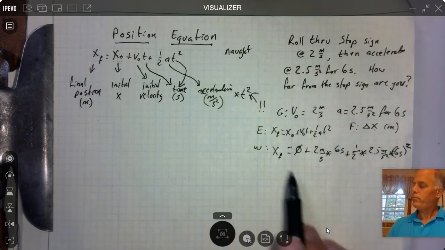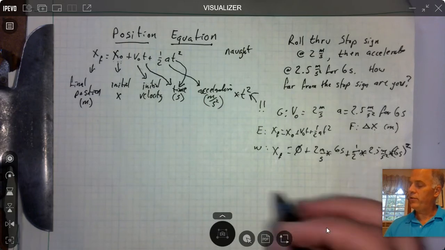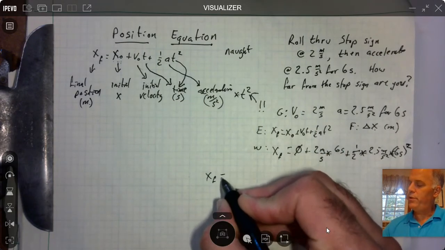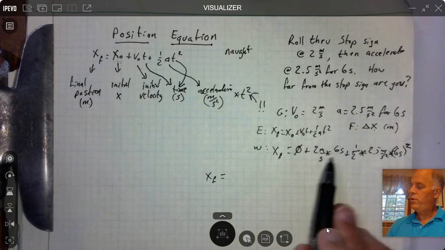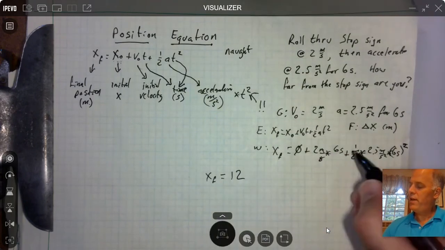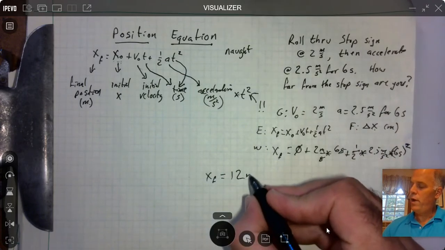So now we can start consolidating this. And we get X_f, the final position, is 2 times 6 is 12. Seconds cancel. So that's 12 meters.